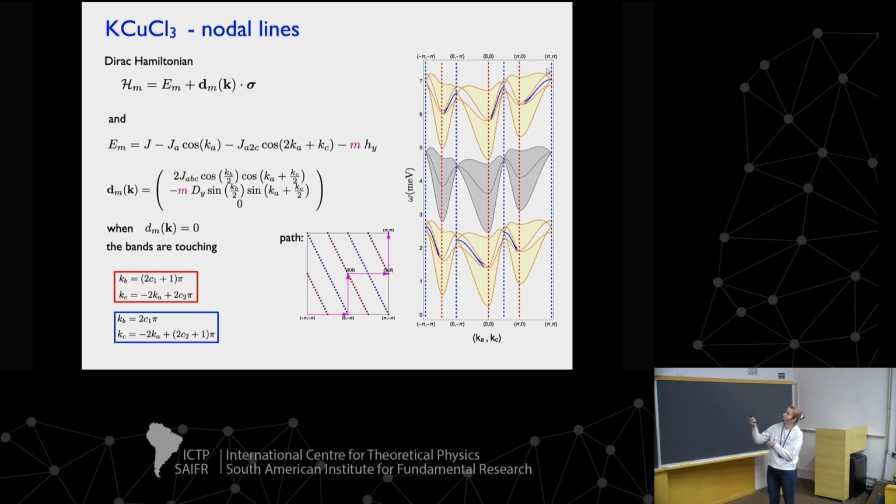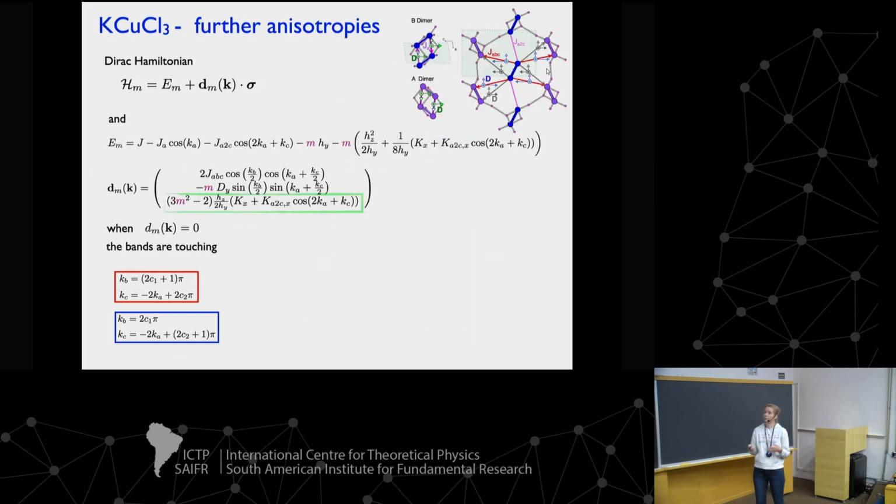This is the same thing for an open geometry, when we have a finite system in the B direction, and we just plot the spectrum along this irreducible wedge in the Brillouin zone of the AC plane. All right. And as you can see, between these touching points, we have surface modes that are collapsing the gap.